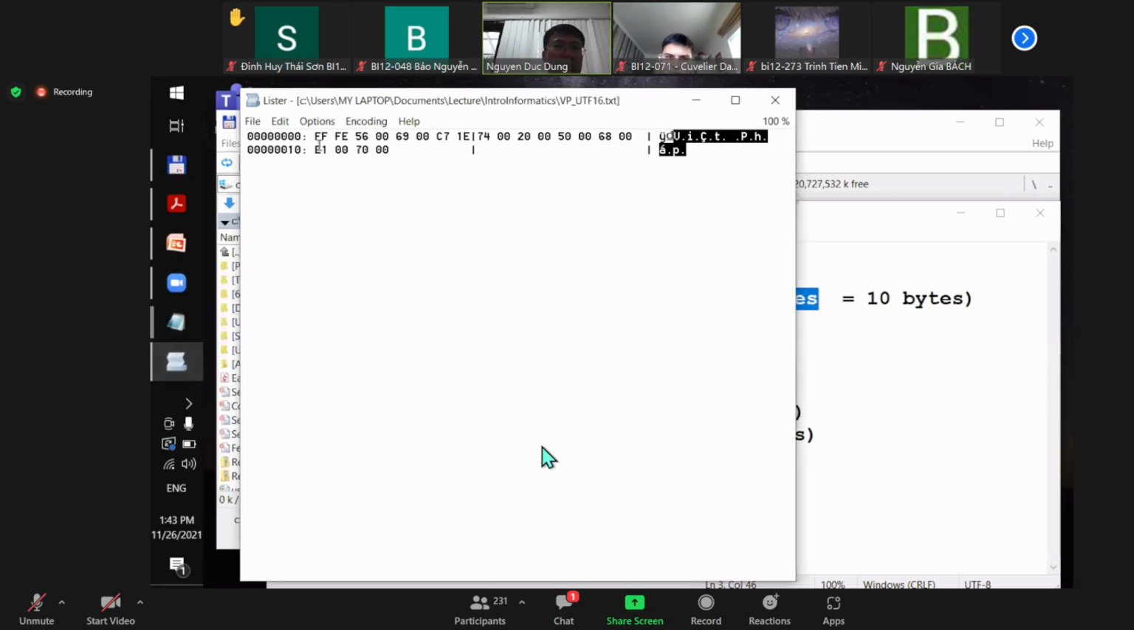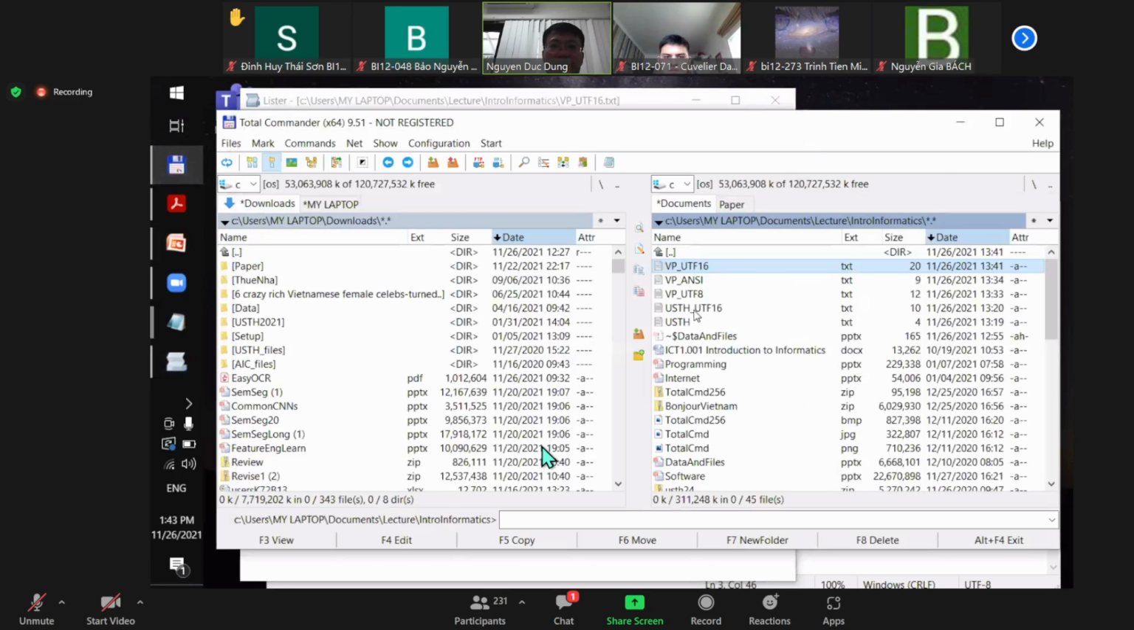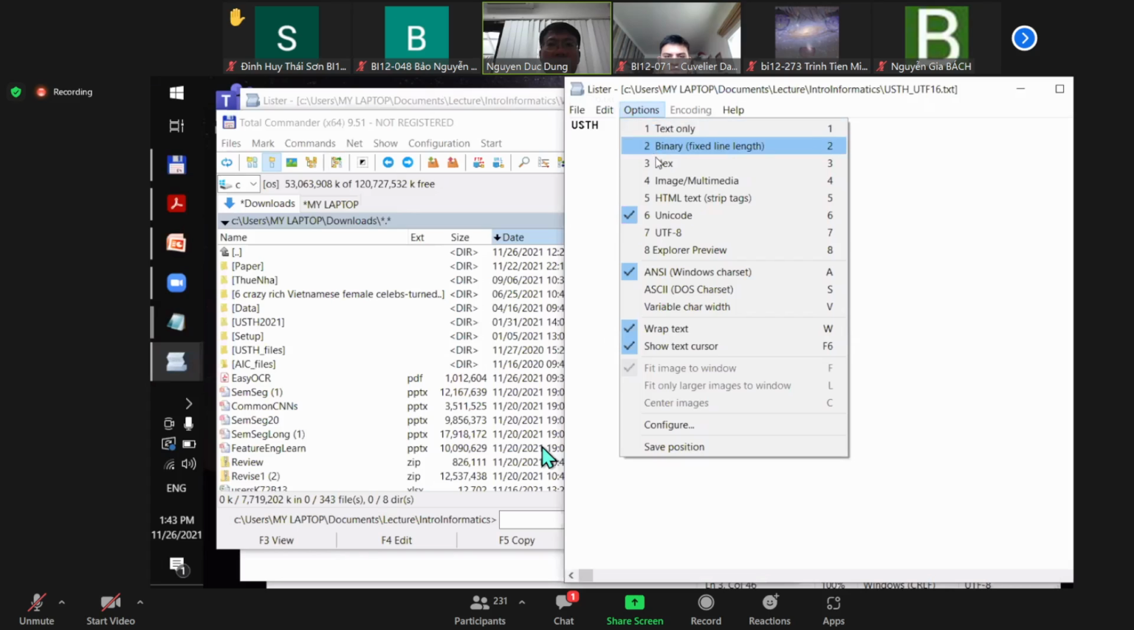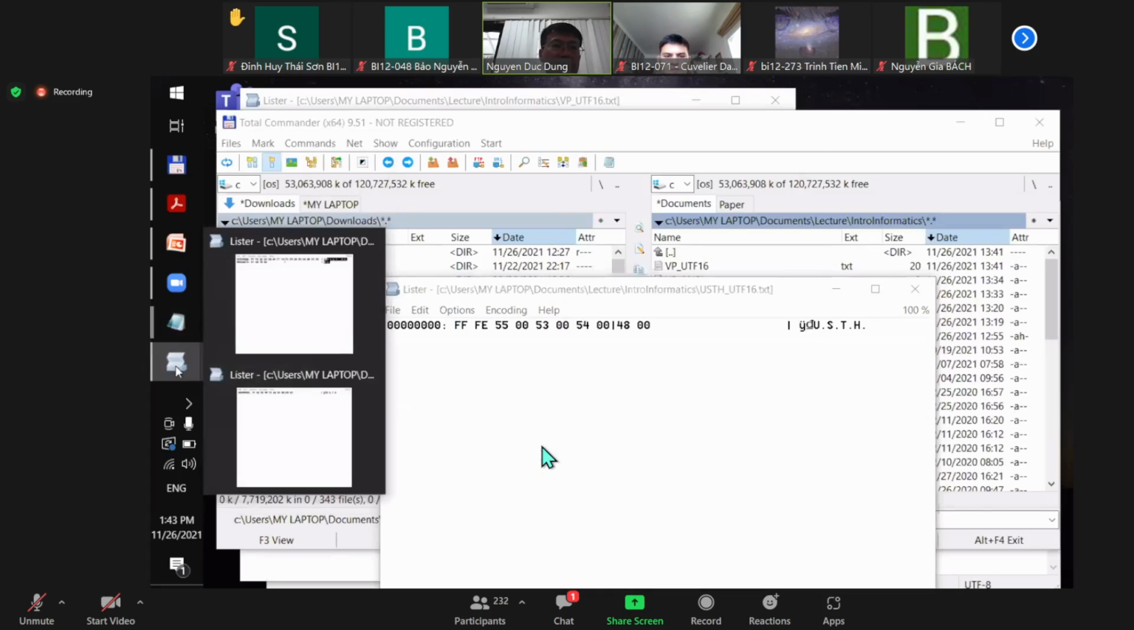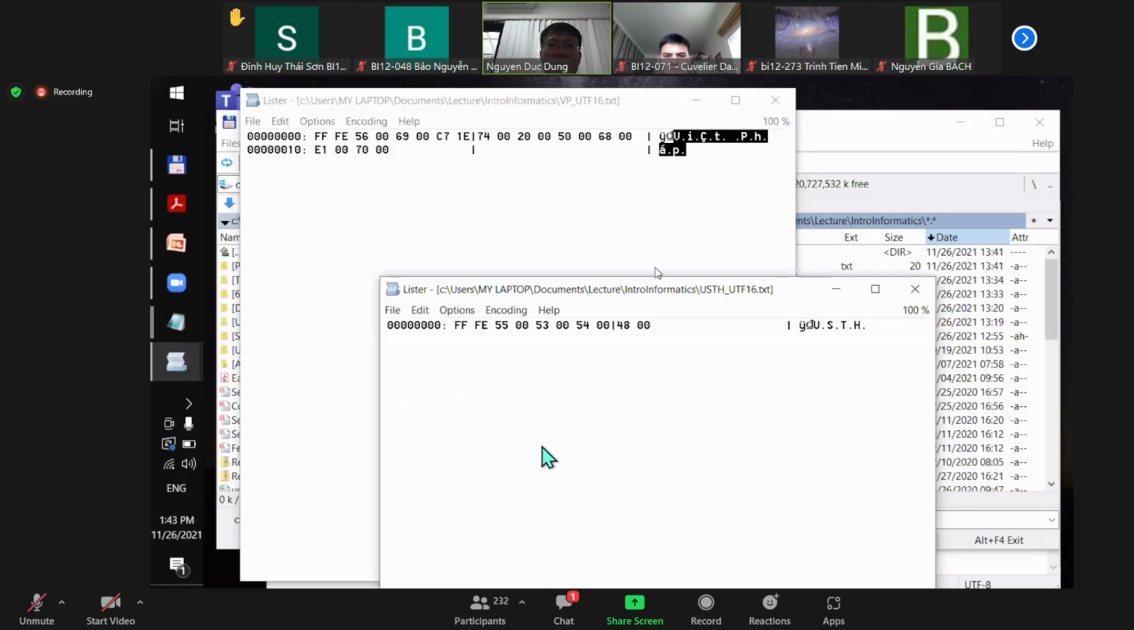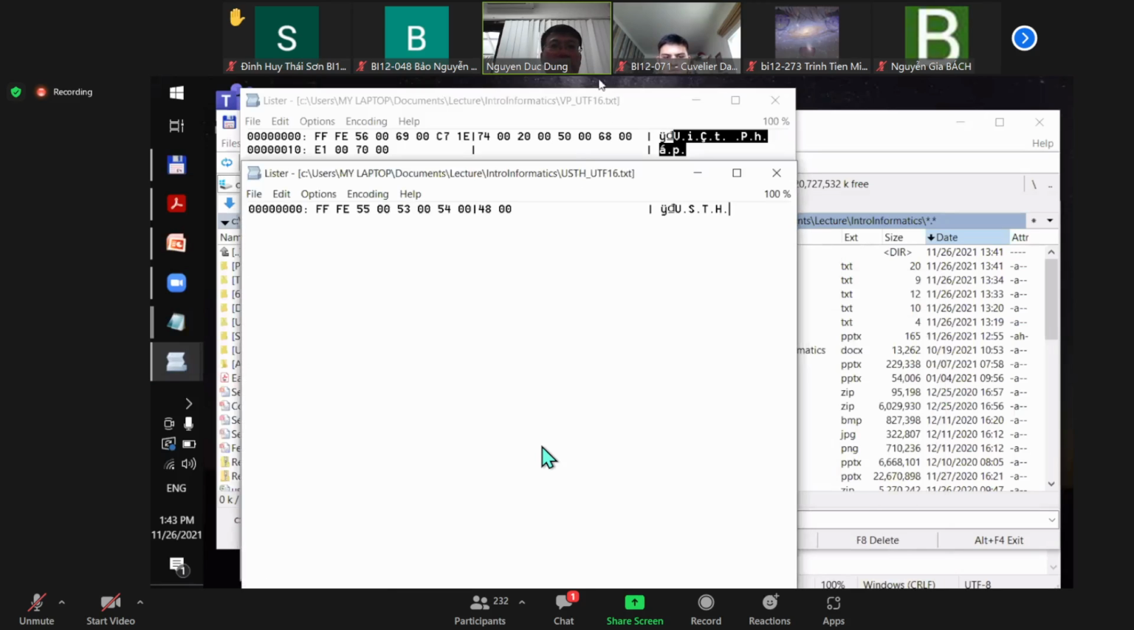Now we inspect the first 2 characters are FE, FF for the UTF-16 BE documents. We inspect again the UTF-16 LE. We could see that both UTF-16 LE and BE documents contain the same first 2 characters, FF and FE. Yes, we found that.